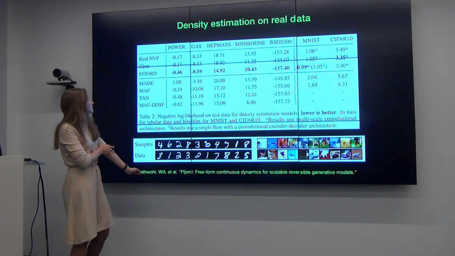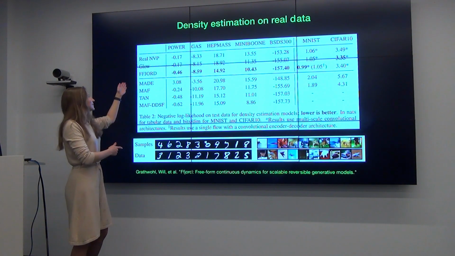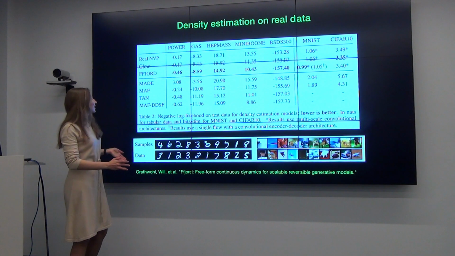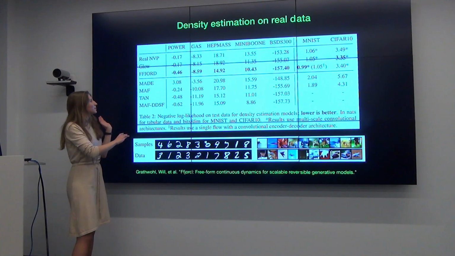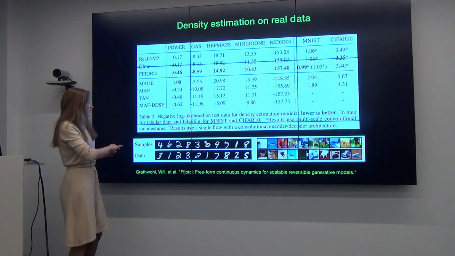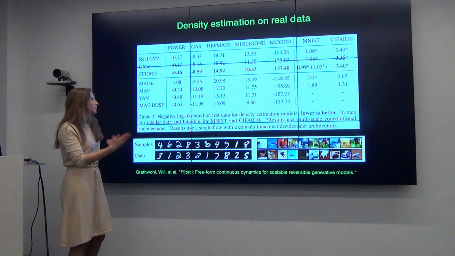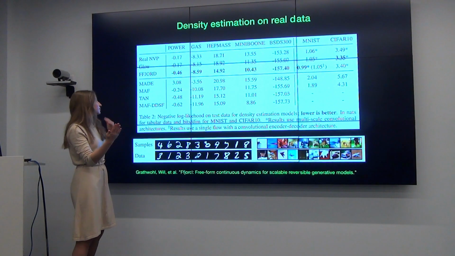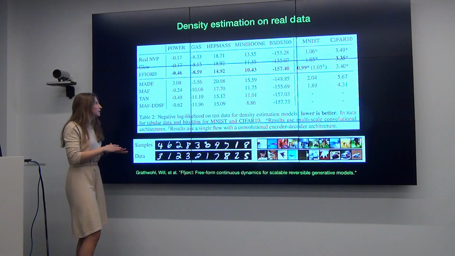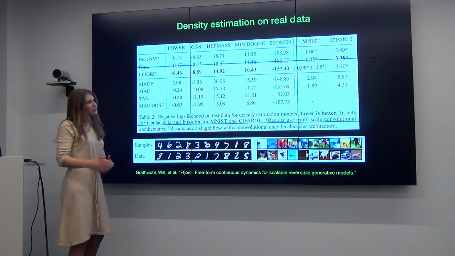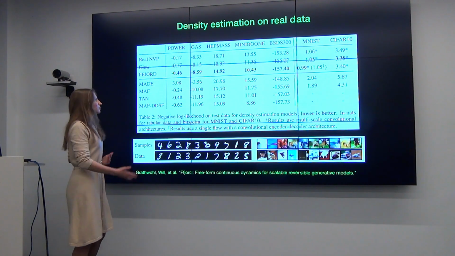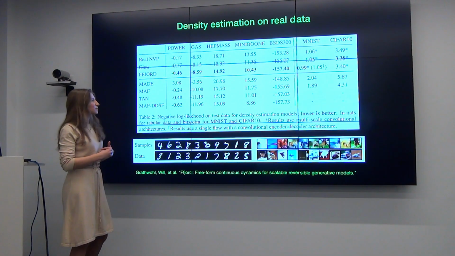And the authors said that FFJORD is better than autoregressive models because we can sample from FFJORD through one forward pass, but for autoregressive models we need D sequential computations, which may cost a lot if D is big.